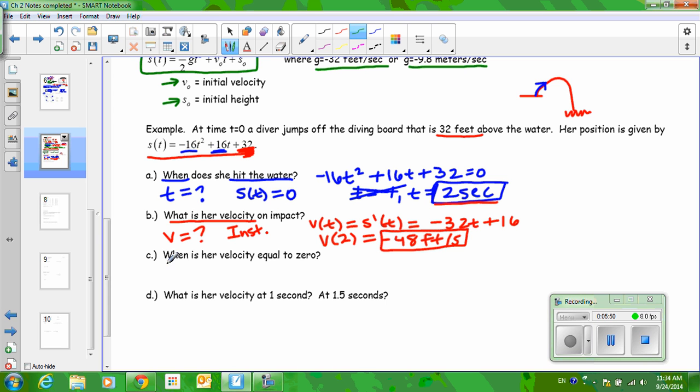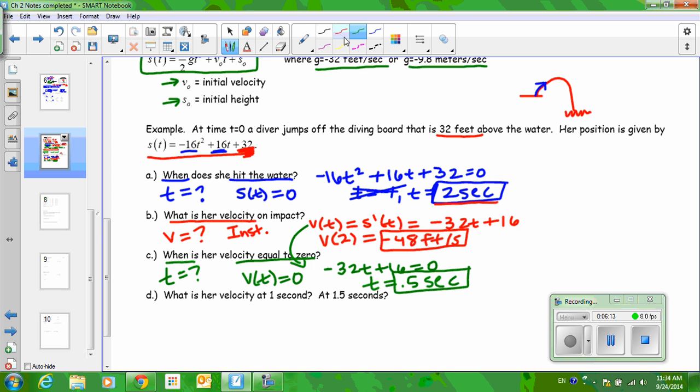Okay, then we get to when. Again, we're trying to find t. When is the velocity equal to 0? So I'm going to use my velocity equation again, and I'm going to set it equal to 0. So negative 32t plus 16 equals 0. Now this you could do without a calculator. You end up getting 0.5, and we need to put units on there, seconds. You could use a calculator if you wanted to, though. That would be okay.